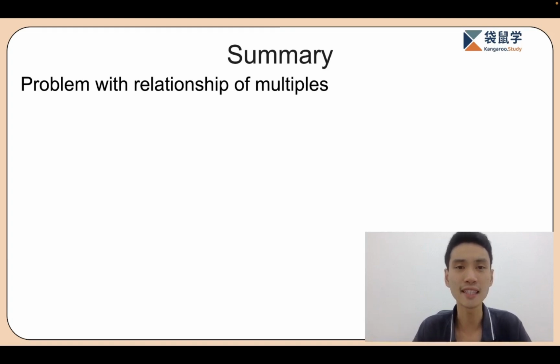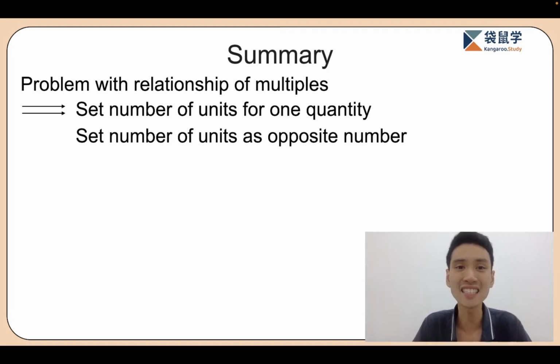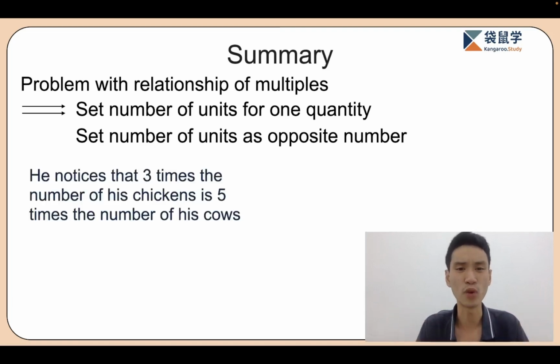That's right, we had to set the number of units for 1 quantity, in this case, the quantity for chickens. And if you remember, we had a very particular way of setting this number of units. What was that way? We set the number of units as the opposite number. And just to be very clear, let's consider again this extract from the question. He notices that 3 times the number of his chickens is 5 times the number of his cows.